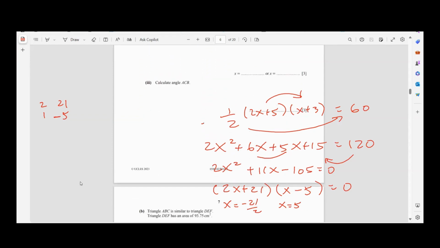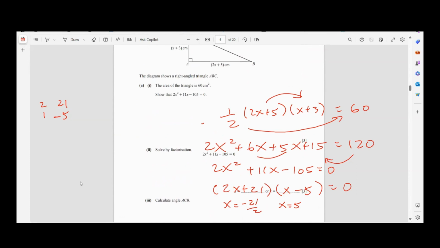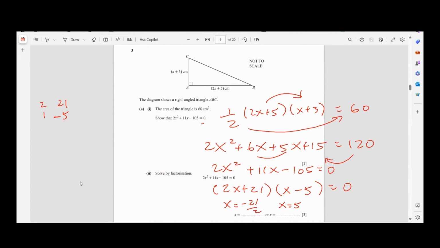And then calculate the angle ACB. So it asks us to find the angle ACB. So okay, let us input the value first. x equals 5. The negative value is not included because the length cannot be negative. So this we do not use. Use x equals 5. So this should be 2 times 5 plus 5 equals 15. This is 5 plus 3, so this is 8.